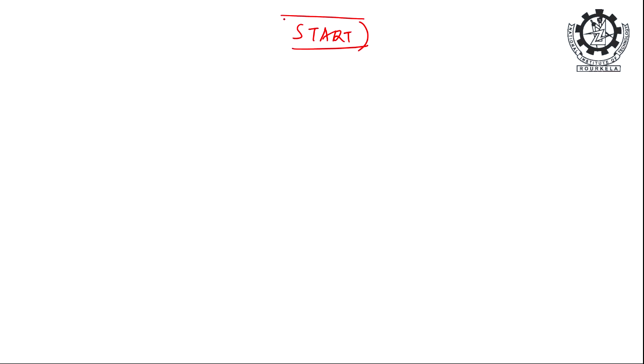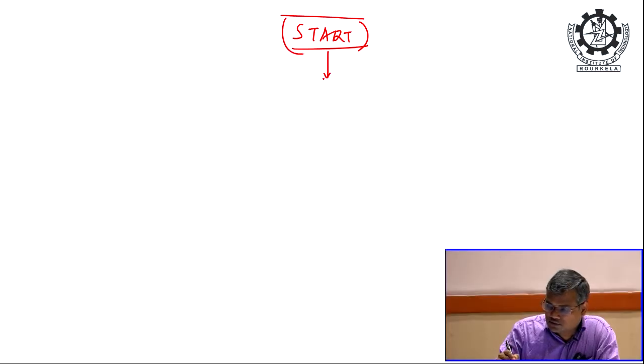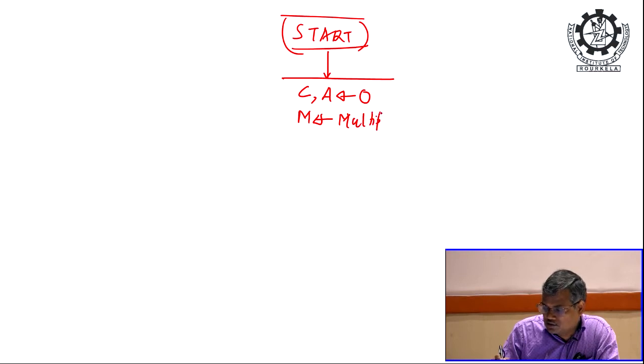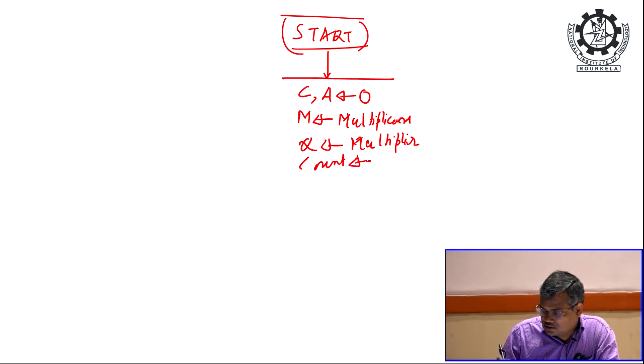We can write the same thing using a flow chart. Let us say here we have a start. Then we have C, A, 0, that is 2 registers. I will explain it. M is the multiplicand, this is also a register, and then Q is a register where we store the multiplier. I think we cannot accommodate it all here, and count is n bit.